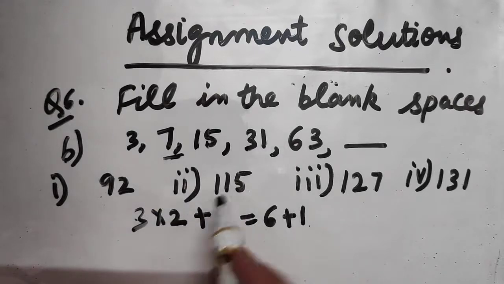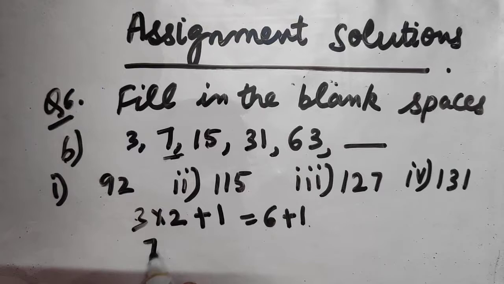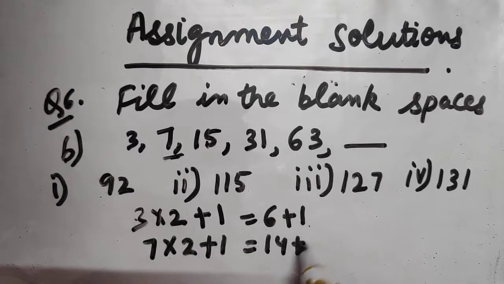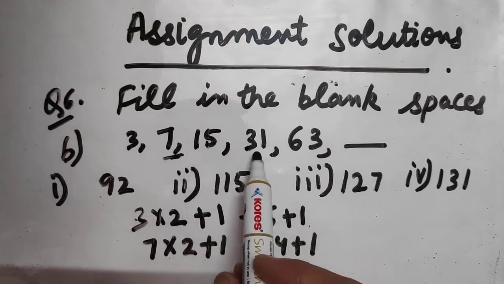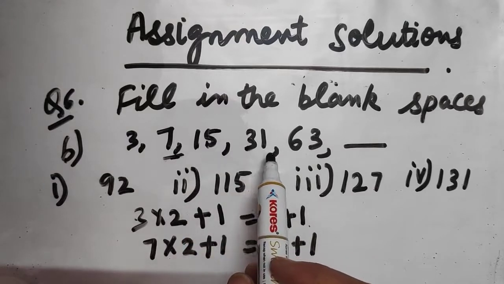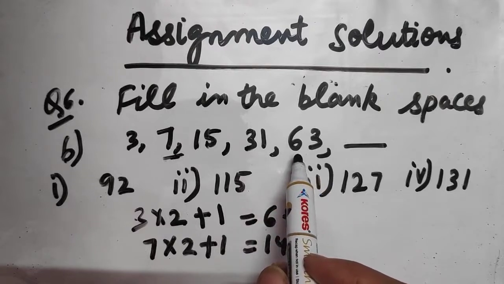So likewise 7 into 2 plus 1. 7 into 2 is 14, plus 1 is 15. 15 into 2 is 30, plus 1 is 31. 31 into 2 plus 1, you will get 63.